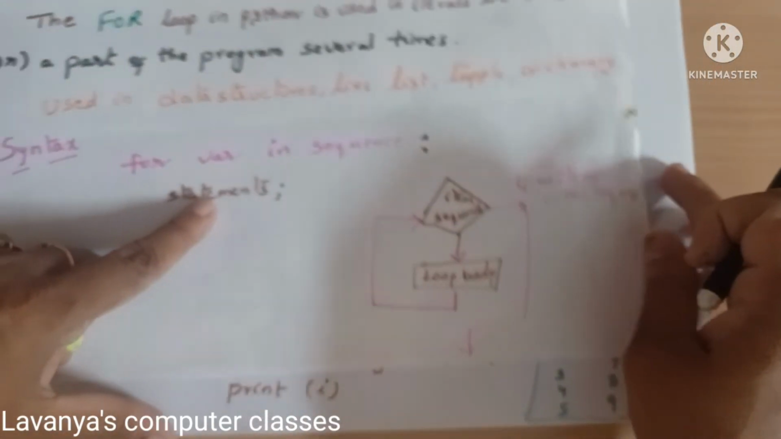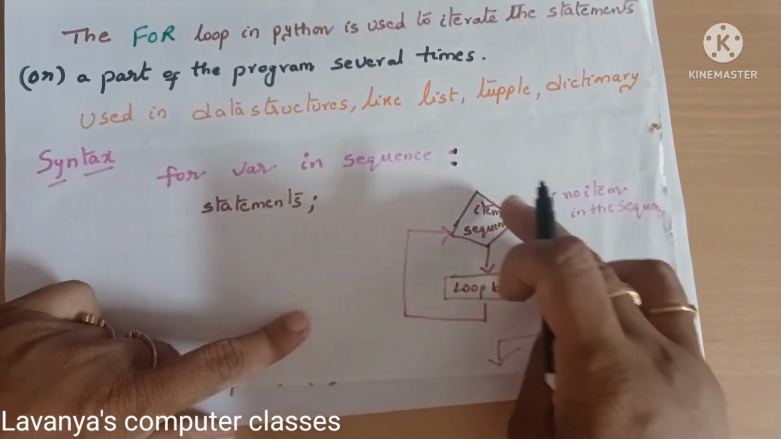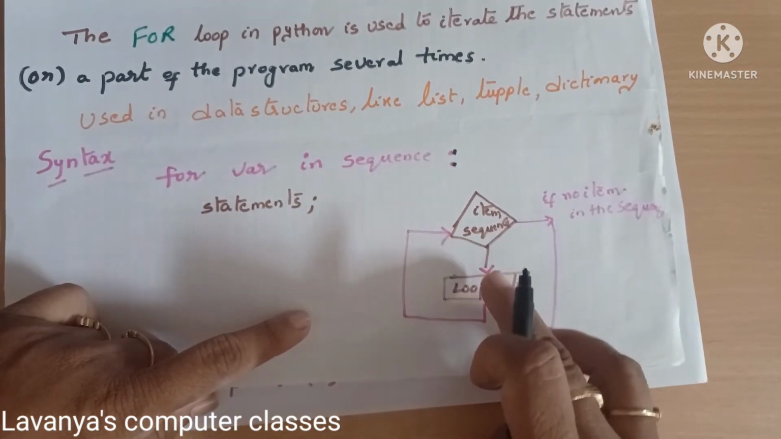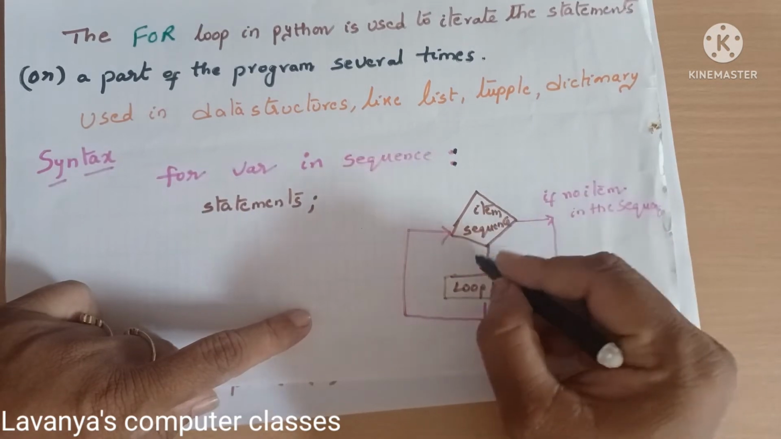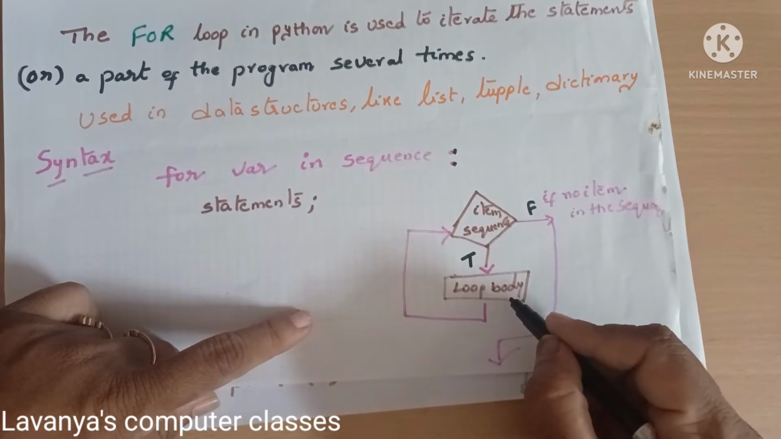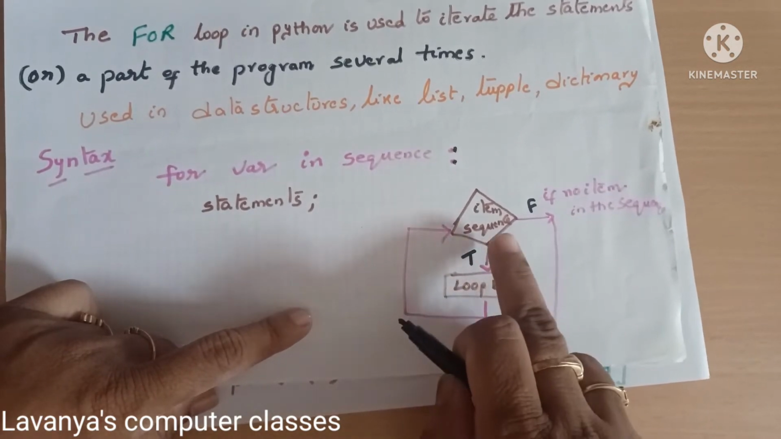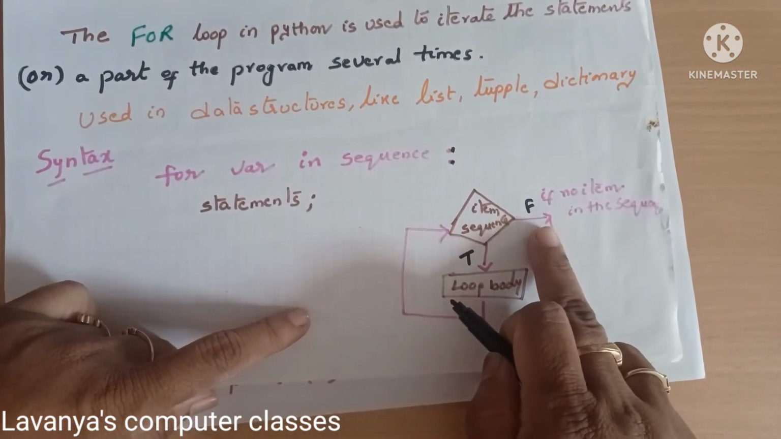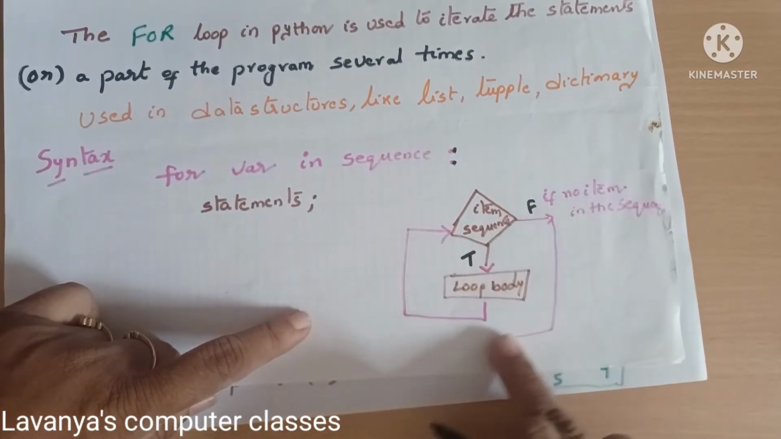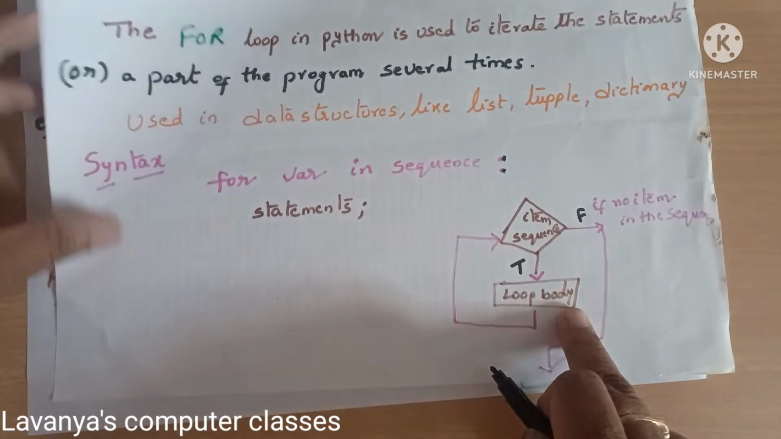Then we go to the flowchart. Here is a conditional box, because it checks whether the variable is in the sequence or not. First it checks the condition. If the variable is in the sequence, that is true, because a conditional box may be either true or false. If it is true, then it enters the body of the loop, prints the statements, and again checks the condition. It is a continuous process. When no item is left in the sequence, that means it is false, then it goes to the next line after the for loop statement. So this is the syntax of the for loop and this is the flowchart of the for loop statement.